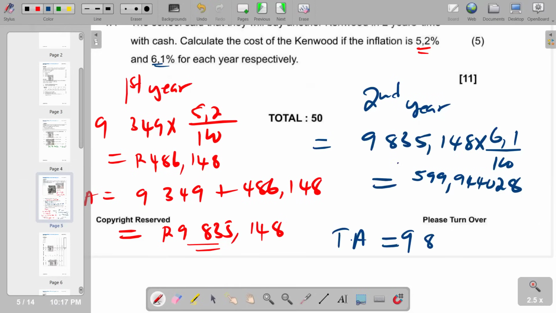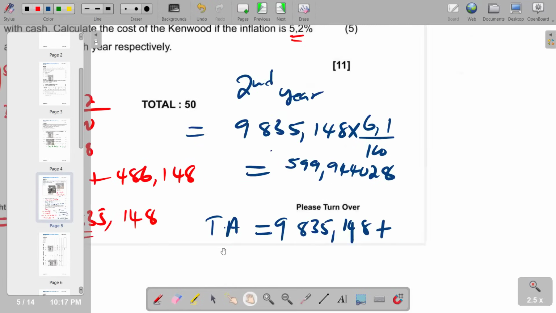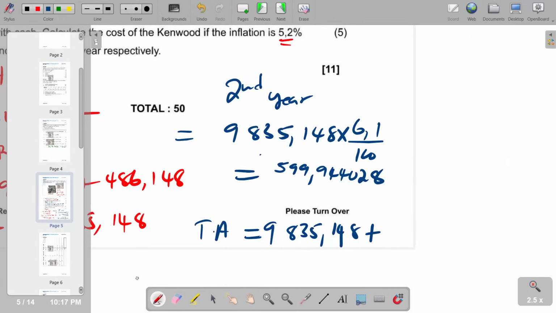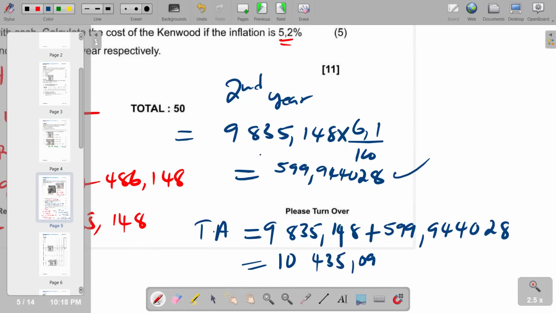Of course, to get the total amount for the second year, we are now saying the amount that we have, 9,835.148, and then we add the inflation amount, sorry, which is 599.944,028. And we are going to see that the final answer we are going to get is 10,435.09208.